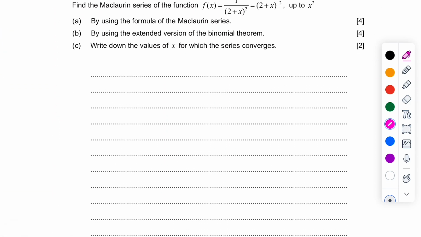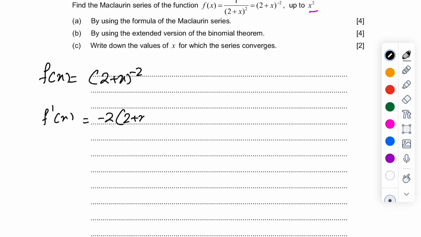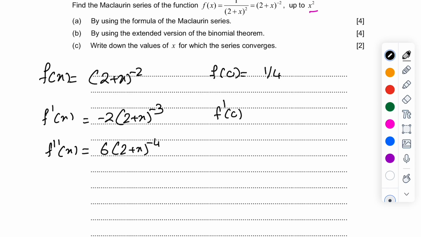Question number 3. F of x has been given, using the formula for Maclaurin series up to x square, means only up to the second derivative. So what is f of x? F of x is 2 plus x whole to the power of negative 2. F prime x becomes minus 2 times 2 plus x whole to the power of negative 3. F double prime x becomes 6 times 2 plus x whole to the power of negative 4. Substitute 0 in f of x, you'll be getting 1 upon 4. Substitute 0 in the first derivative, you get negative 1 upon 4. Substitute 0 in the second derivative, 3 upon 8.